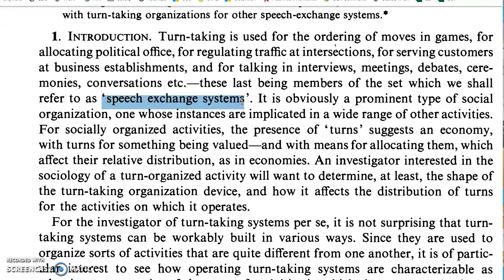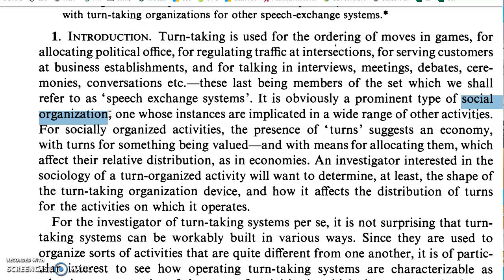So if an author does their job in an article, they're going to tell you the language that they are using. And so when they say speech exchange systems, all they're talking about is how we talk to other people in all of these contexts. And it says it's obviously a prominent type of social organization, for one whose instances are implicated in a wide range of other activities. So not only is it a speech exchange system, but they're also saying that speech and conversation is a way of social organization.